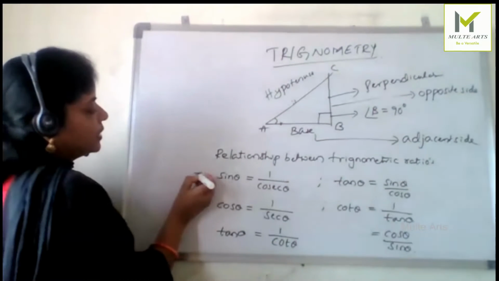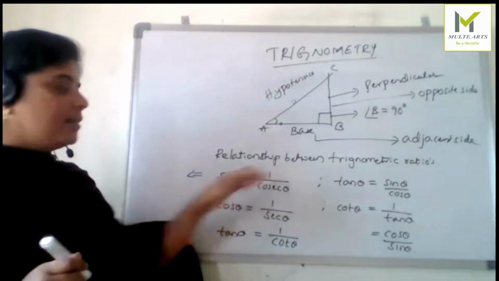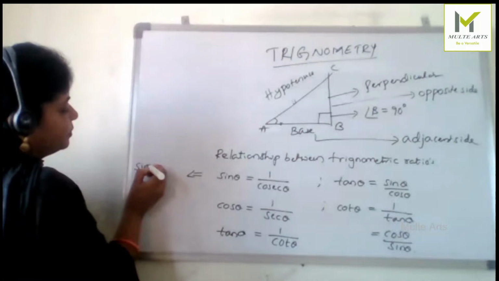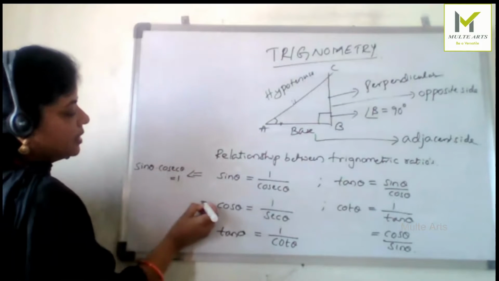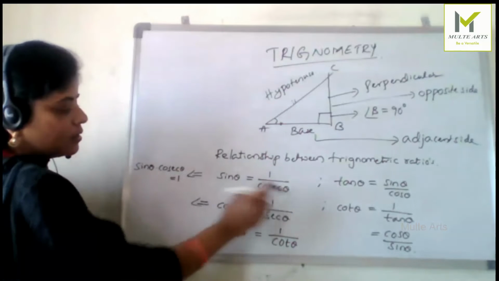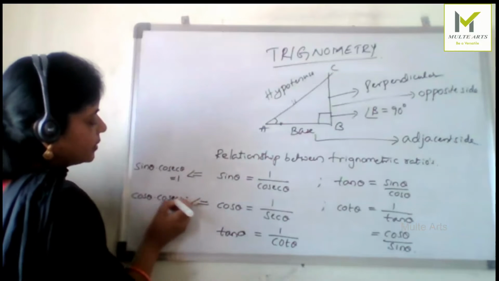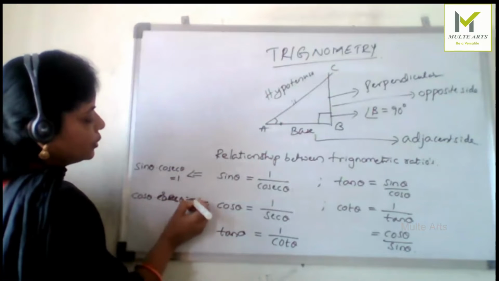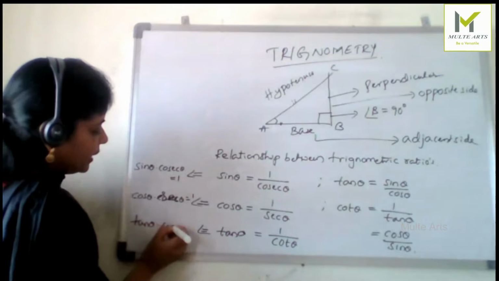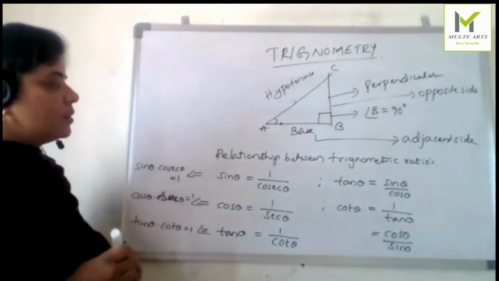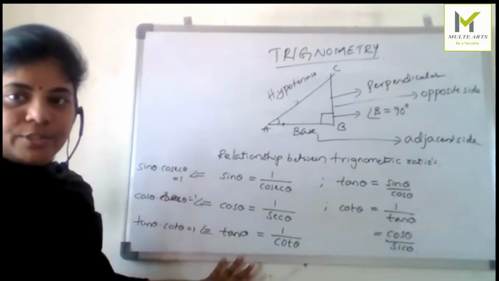From this we can evaluate that sin theta into cosecant theta will be equal to 1. So sin theta into cosecant theta equals 1. Similarly, cos theta into secant theta can also be written as 1, and here also tan theta into cot theta equals 1. So this is how we can define the relationship between the trigonometric ratios.